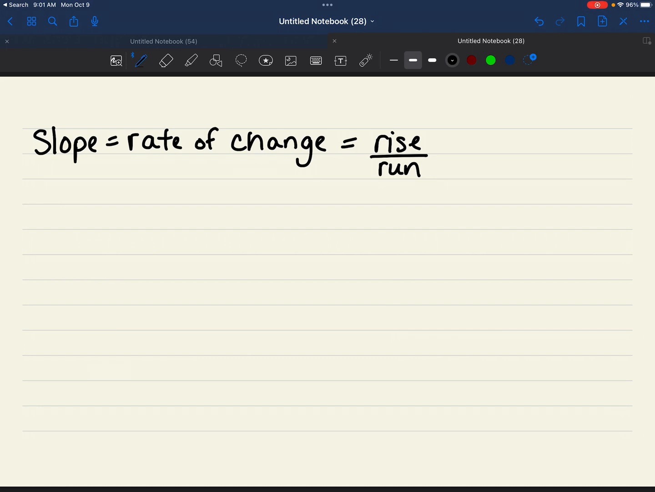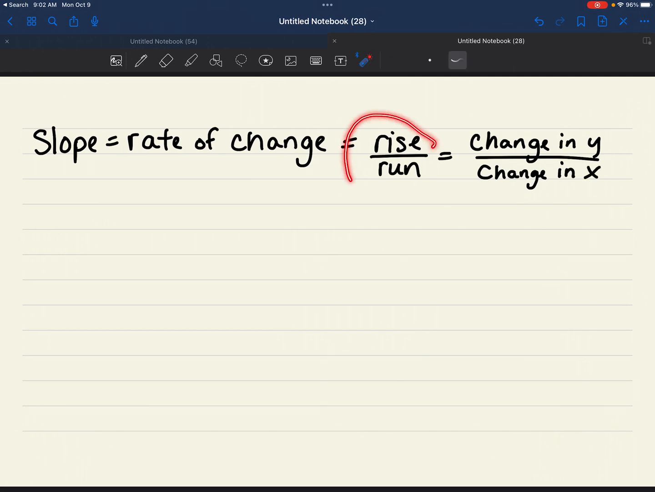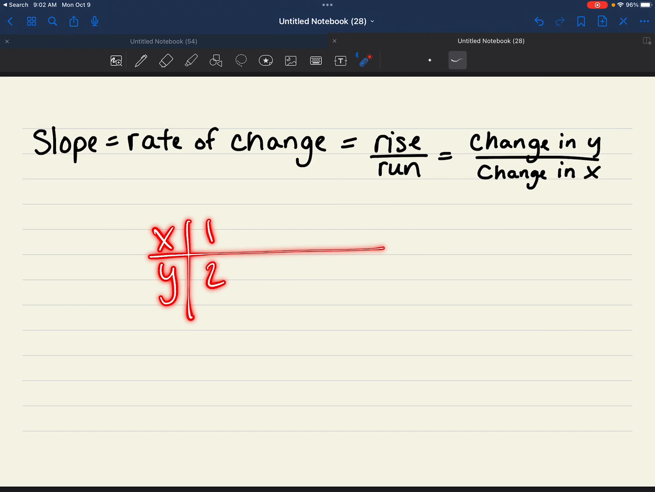Rise over run tells you to move up and down first, and then left and right. The other way sometimes we say specifically for rate of change would be the change in y over the change in x. So this method we kind of use when we have a graph, right? And it already gives you slope as a fraction. This method we tend to use when it gives you a table of values, right? Something like this, x and y with numbers similar to this.